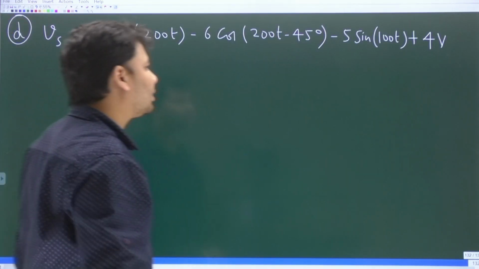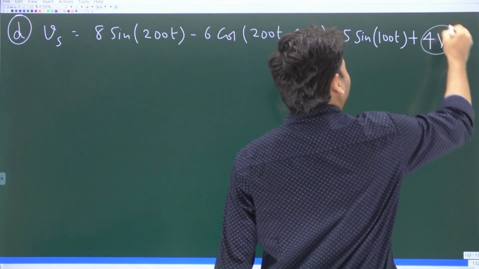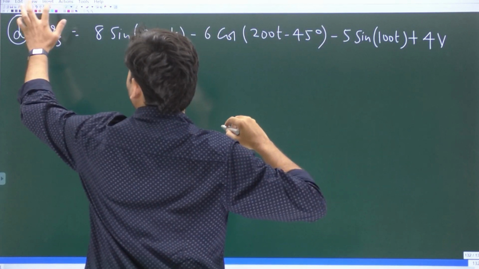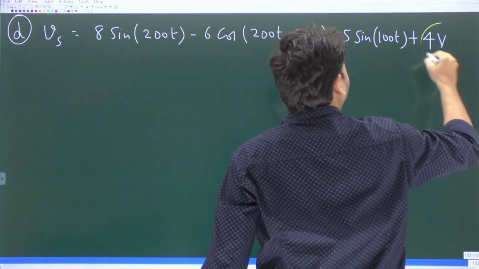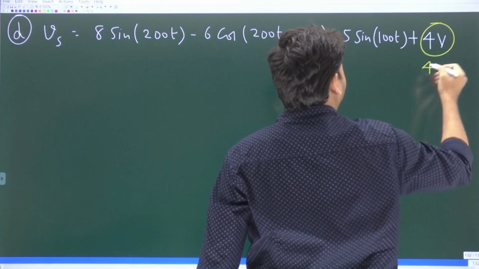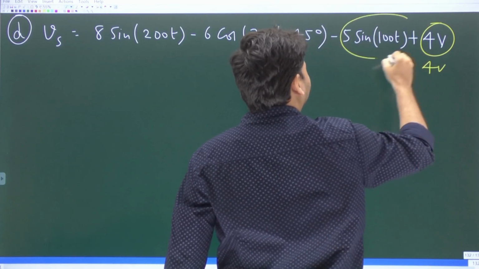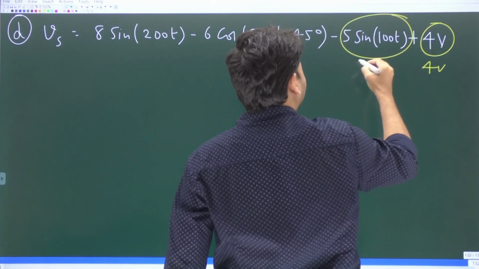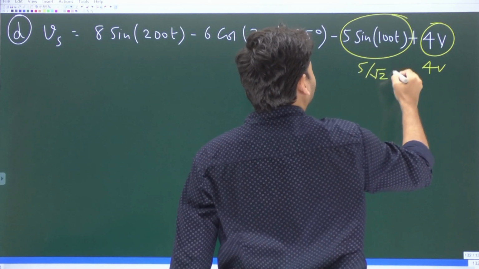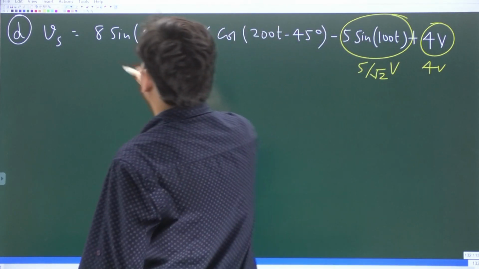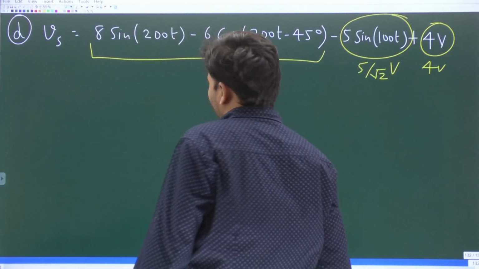So to start with, for the 4 volt component, the RMS value is 4 volts itself, and for this component the RMS value is 5 by root 2 volts. Now you should combine the first two terms into a single component.